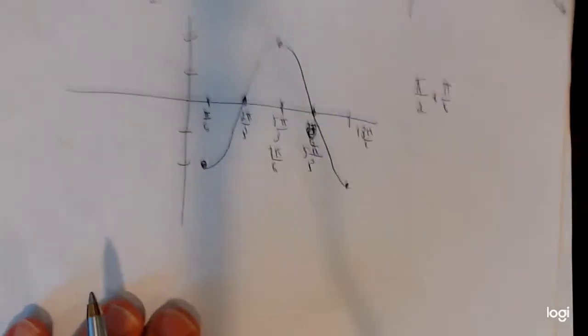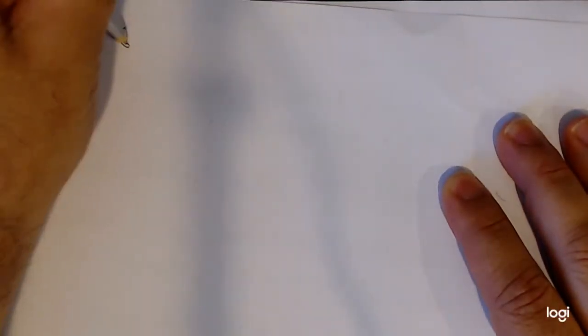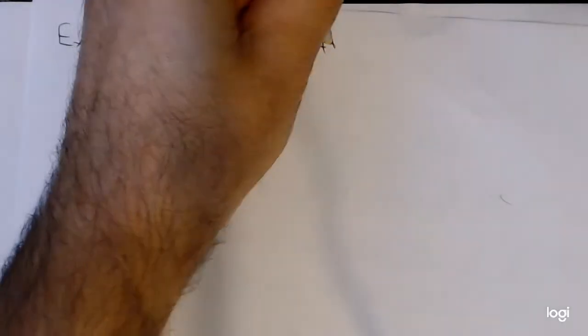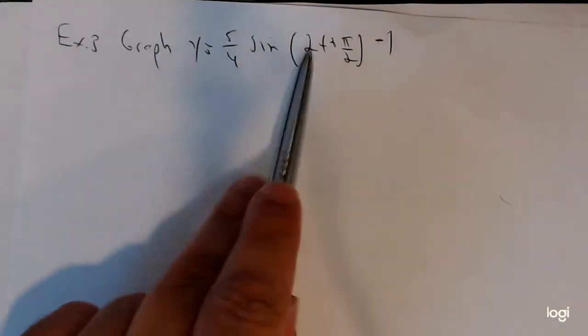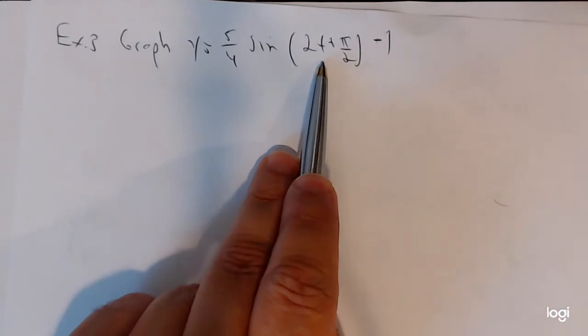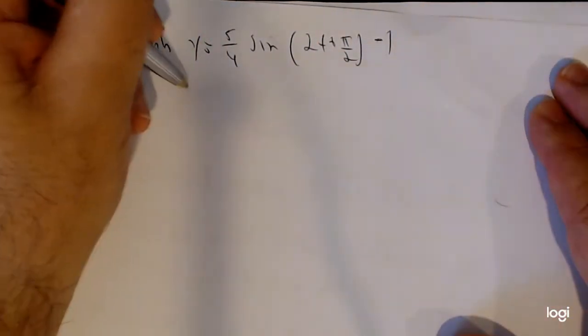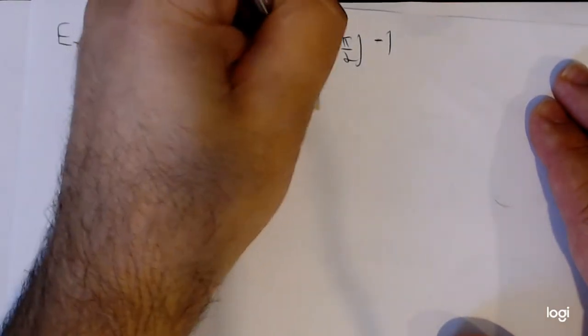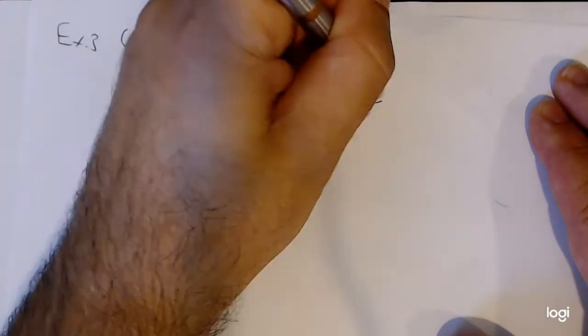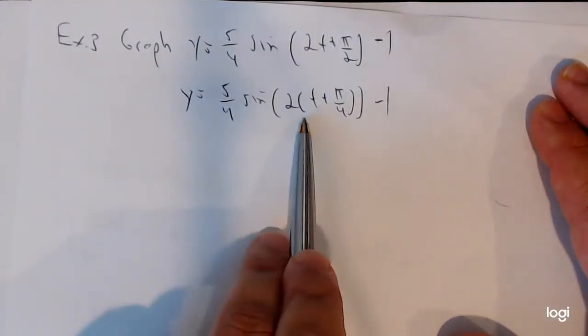Okay. So let's do one where we'll see a bunch of transformations. The next one is example 3, which is graph y equals 5 over 4 sine of 2t plus pi over 2 minus 1. So there's a lot going on here, right? There's how many transformations? 1, 2, 3, 4 transformations. Now remember, since the t isn't 1, it has a 2 in front of it, we're going to rewrite this as y equals 5 over 4 sine of 2 times t plus pi over 4, right? So if I factor out a 2, the pi over 2 becomes a pi over 4.